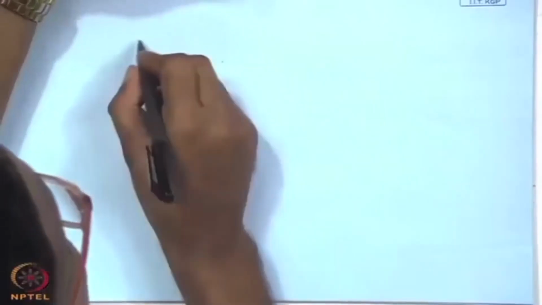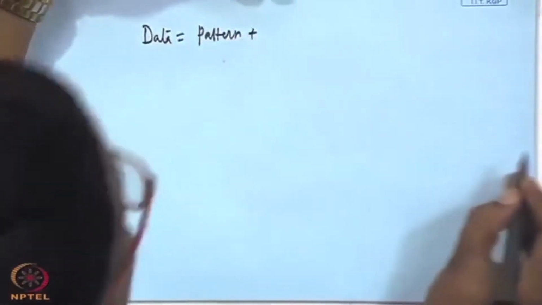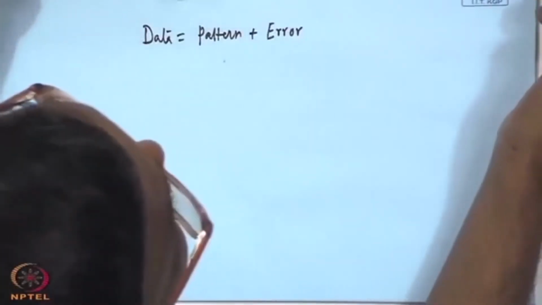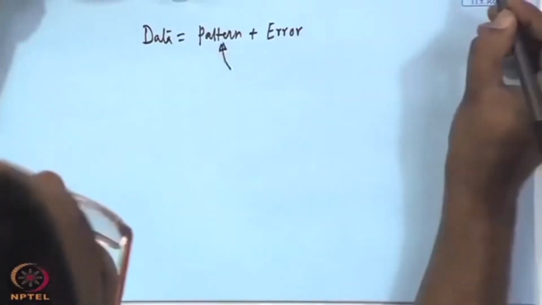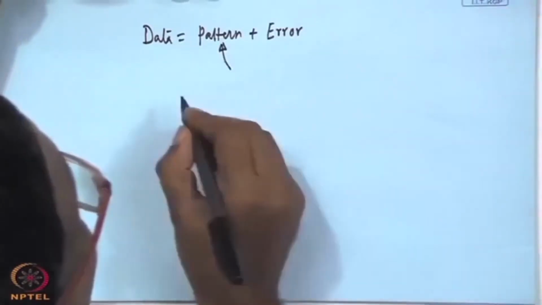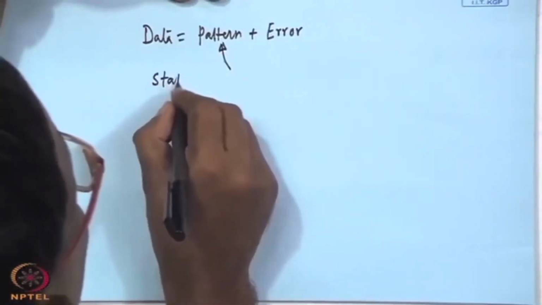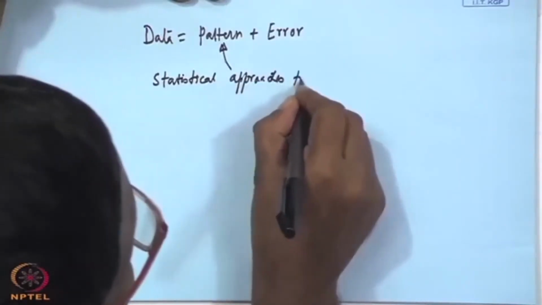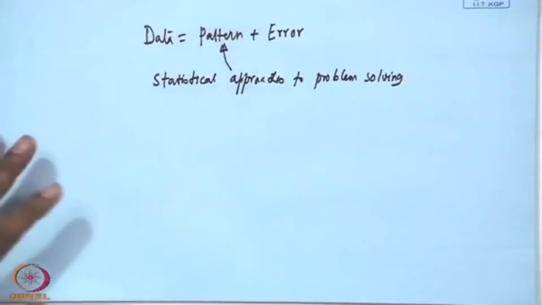Last class, what we discussed is that your data equals pattern plus error. So, how do we extract the pattern? That was the issue. With respect to this, we will now discuss the statistical approaches to problem solving.